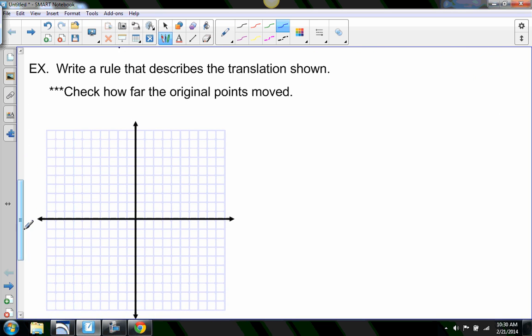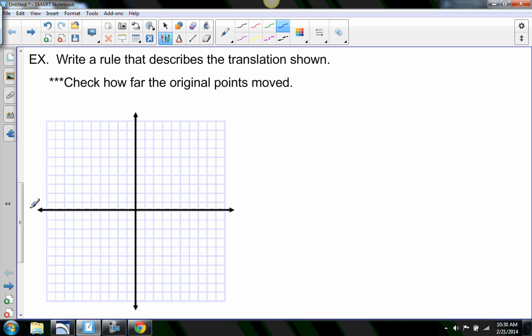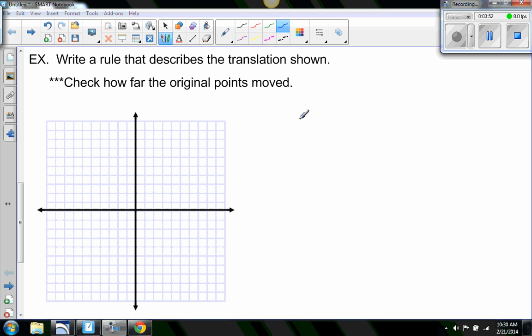So here we have a little different situation. It says, write a rule that describes the translation shown. The key to it is checking how far the original points moved. I'm going to pause this for a second, and I'm going to draw something on here so we can use it. Okay, so I have 2 triangles drawn here. The red one is the pre-image, and the blue one is the image. The red one is the original. The blue is the one after I translated it, okay?